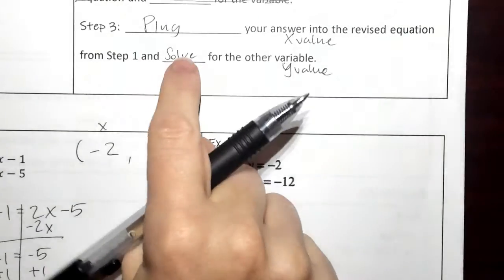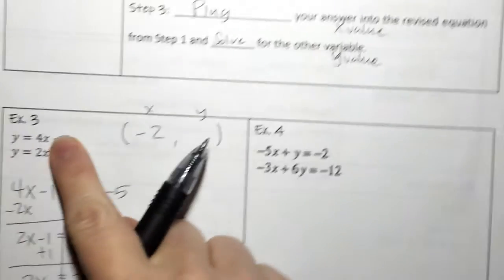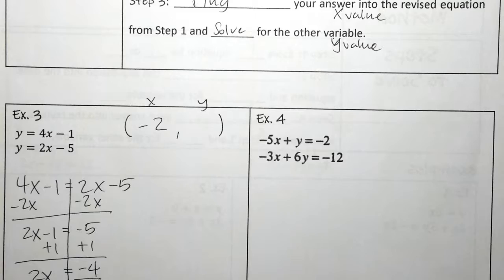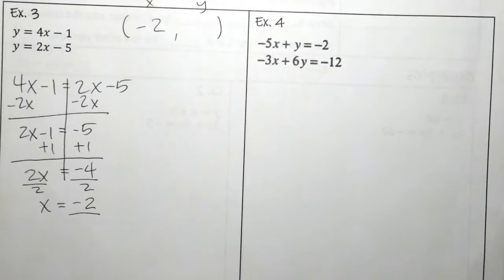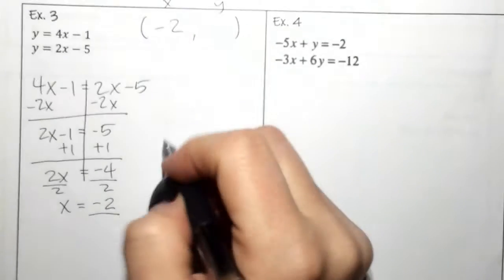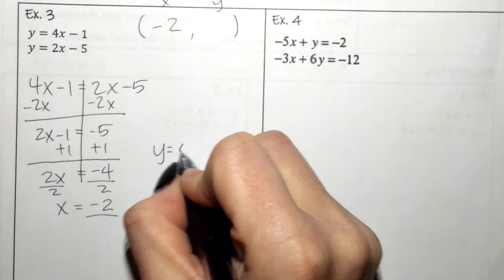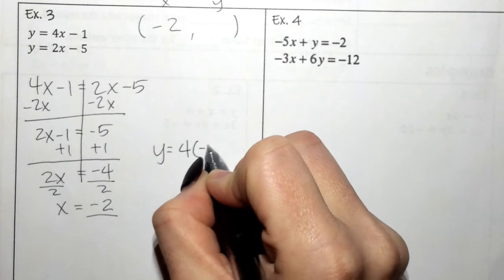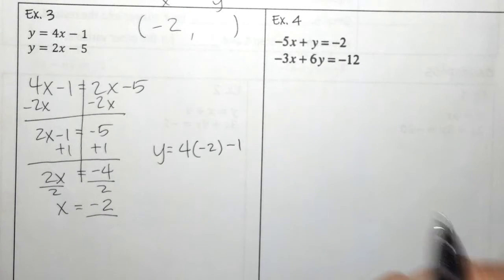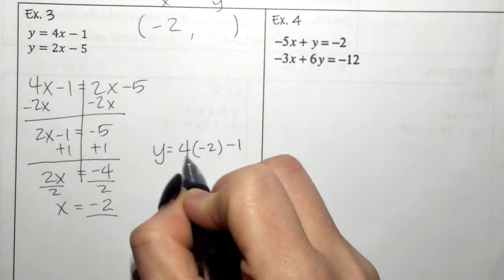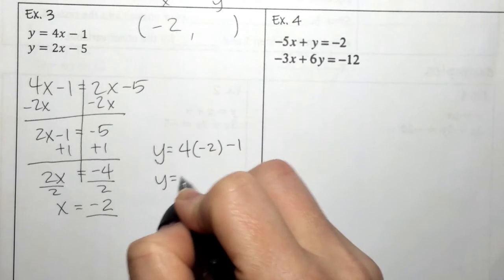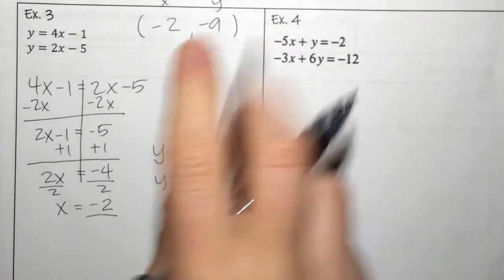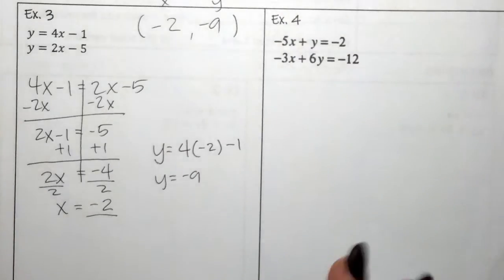Okay? So now I'm at step 3. I'm going to take that x value and plug it into one of these equations to solve for y. It doesn't matter which one you plug it into. I'm going to pick the first one. So y equals 4 times negative 2 minus 1. And when I type this into my calculator, y equals negative 9. So my solution here is negative 2, negative 9.